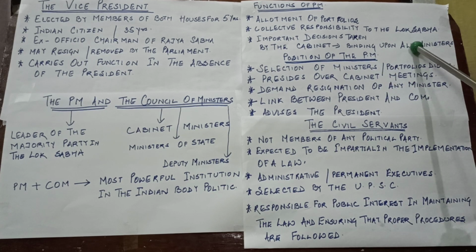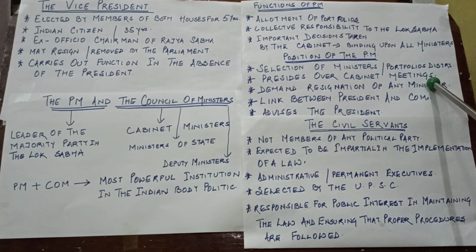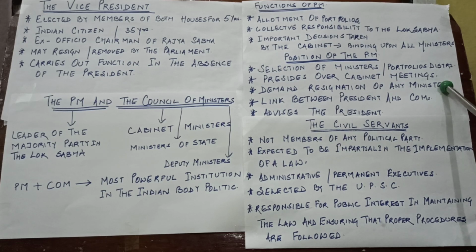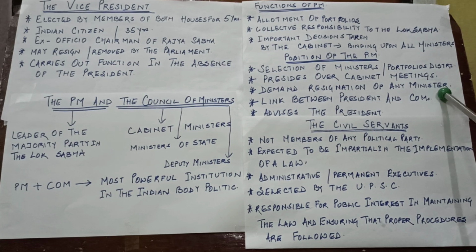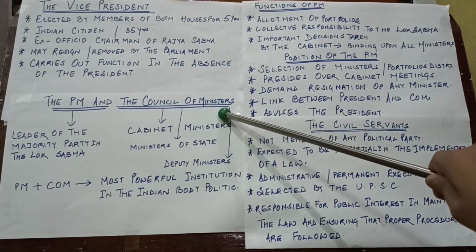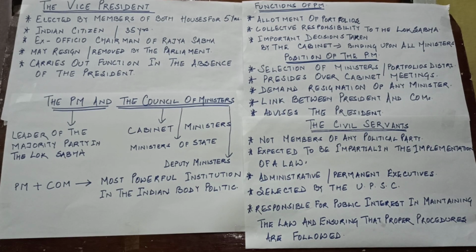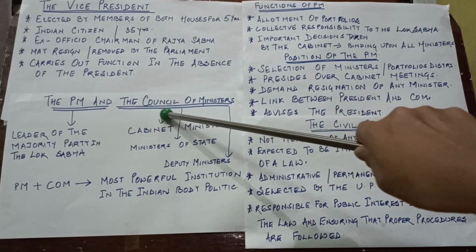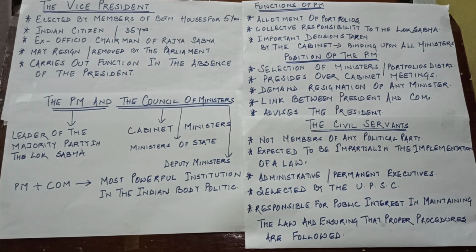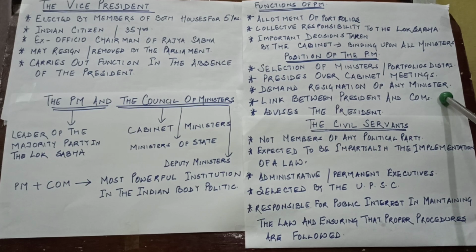Looking at the functions and the position of the Prime Minister, it is very clear that it is the Prime Minister who is the real head of the country. He, together with his Council of Ministers, are the real executives. The President only exercises his powers on the advice of the Prime Minister and the Council of Ministers. This is the reason why the Prime Minister plays a very important role in the Indian Union Executive.